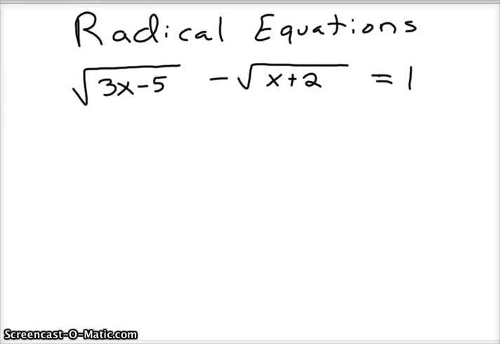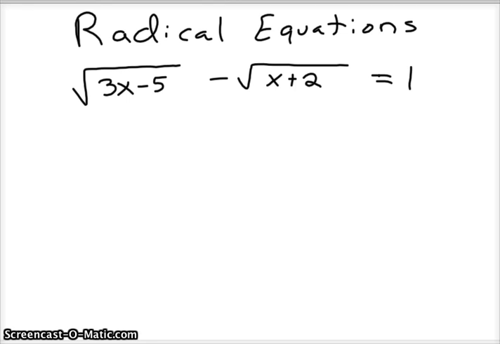Okay, radical equations are pretty difficult. But it's easy to make a mistake. I shouldn't say they're difficult. It's easy to make a mistake with them. Well, the first thing you do with any radical equation is you isolate the radical.